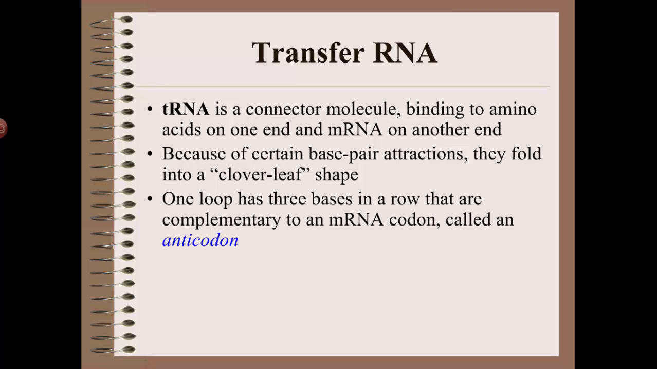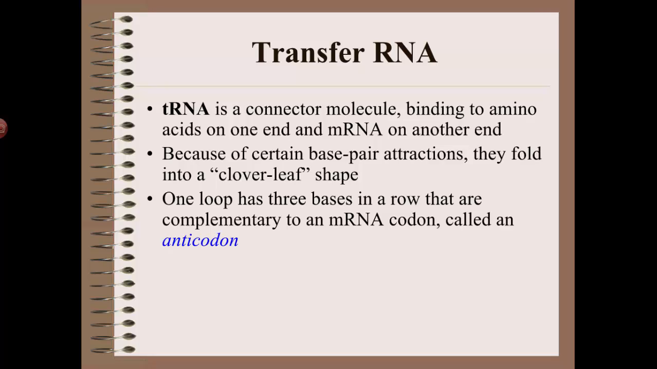On one of the loops of the cloverleaf, there are 3 bases, 3 nitrogenous bases, 3 letters. And those are very important because they are specifically ordered to be complementary to one of the codons in the messenger RNA that this transfer RNA is going to go look for. So those 3 bases on the transfer RNA are called an anticodon, and they complement or match up with a specific set of bases on a messenger RNA strand.